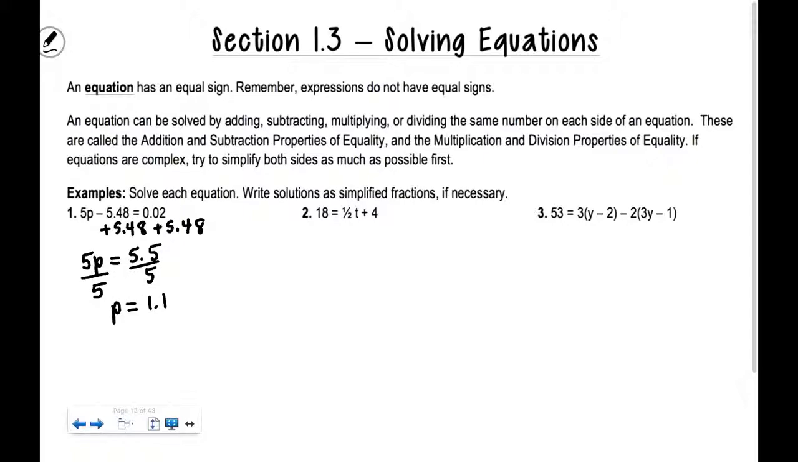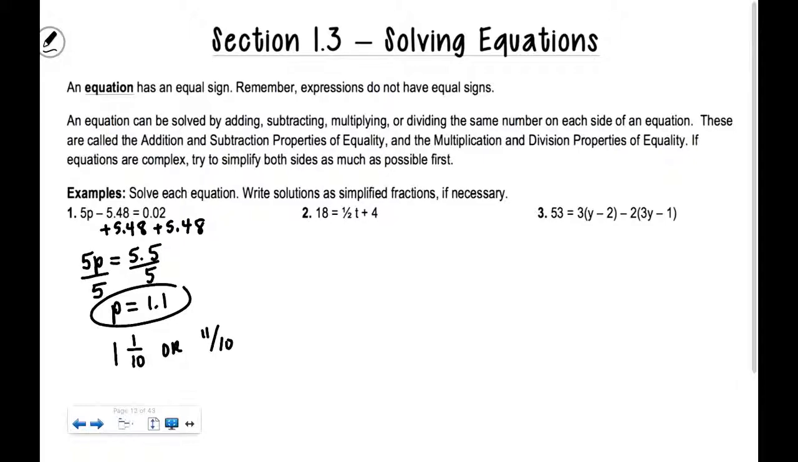I get P equals 1.1. Now, in the instructions I said write your solutions as simplified fractions. In general, if the original problem is in decimals, then your final answer can be in decimals, so I'm fine if you leave this as 1.1. But if you were following directions, maybe on online homework, which you'll have a lot in college, and it said write it as a fraction, then you would think of this as 1 and 1/10 or 11 over 10. That would be the simplified fraction.